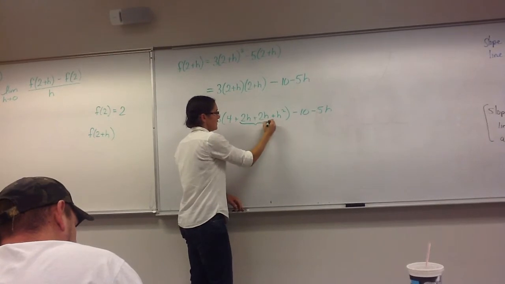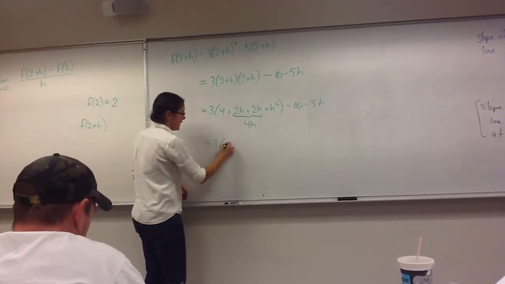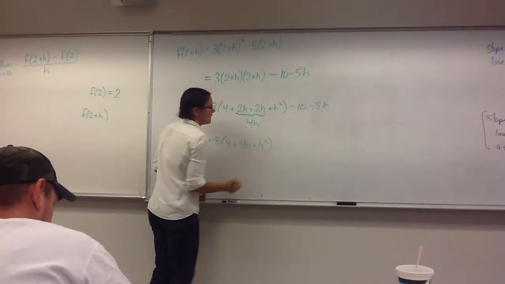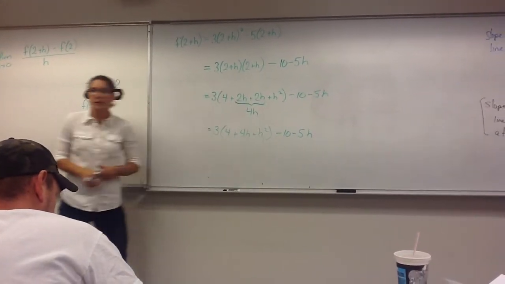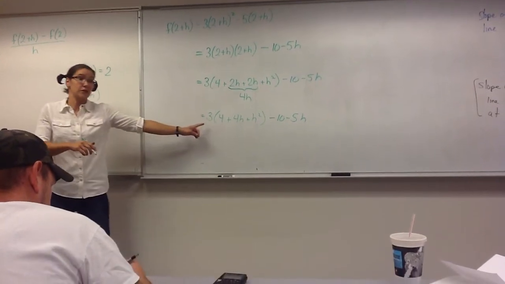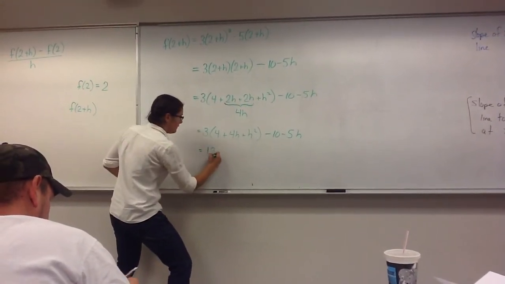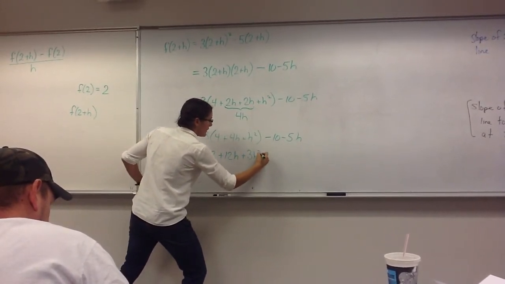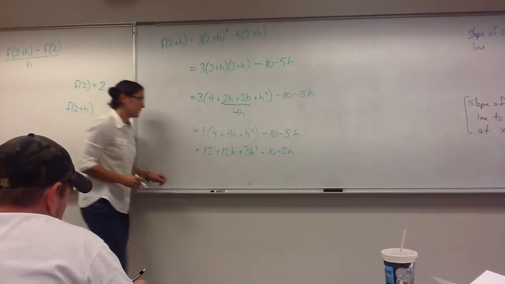We can combine these two h's into 4h's. So we've got 3 times 4 plus 4h plus h squared, and then minus 10 minus 5h. And now we can distribute that 3. So we end up with 12 plus 12h plus 3h squared minus 10 minus 5h.